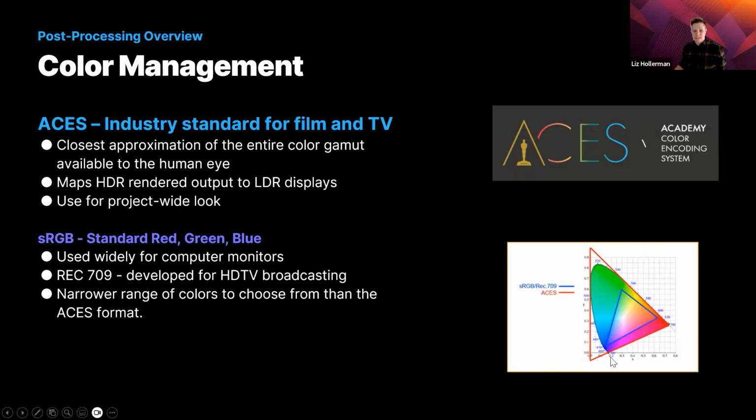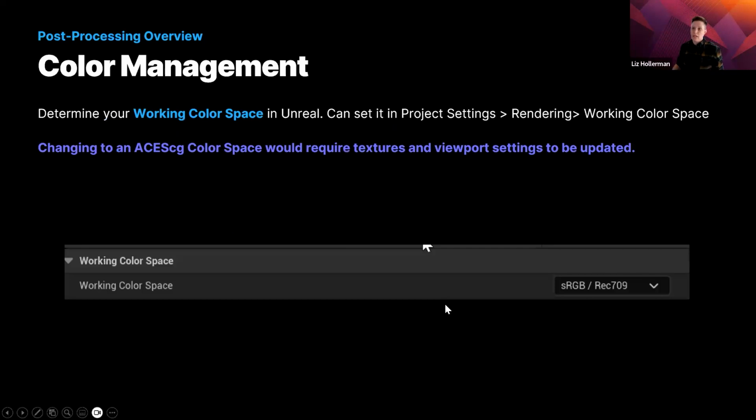Because sRGB and Rec 709 really only give you a fraction of the amount of colors that are available in the color spectrum, whereas ACES gives you a whole lot more, okay? So just so you're aware, Unreal's working color space is defaulting to sRGB or Rec 709, all right? So you do want to determine what your working color space is, and you can set that up from project settings, rendering, and working color space. However, if you changed this color space, ACES CG is one of those options.